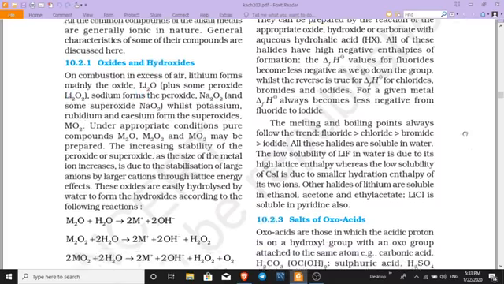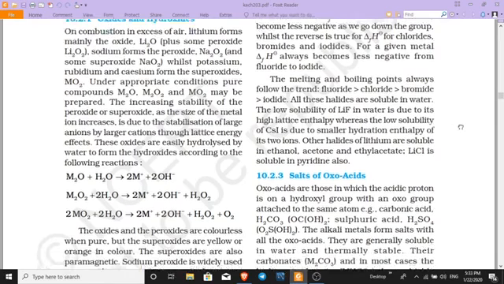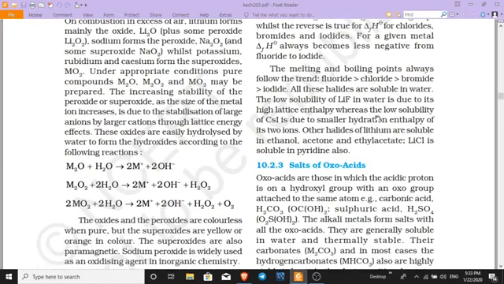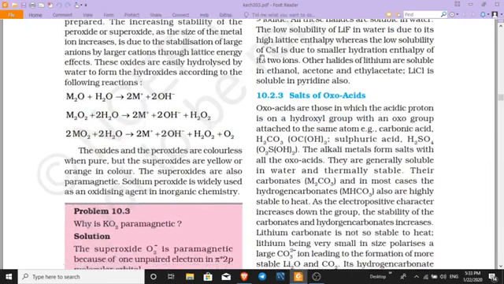All these halides are soluble in water. The low solubility of lithium fluoride in water is due to its high lattice enthalpy, whereas the low solubility of cesium iodide is due to smaller hydration enthalpies of its two ions. Other halides of lithium are soluble in ethanol, acetone and ethyl acetate. Lithium chloride is soluble in pyridine also.